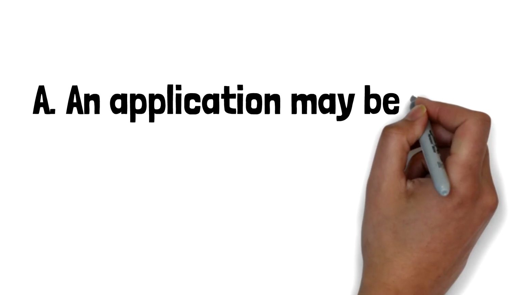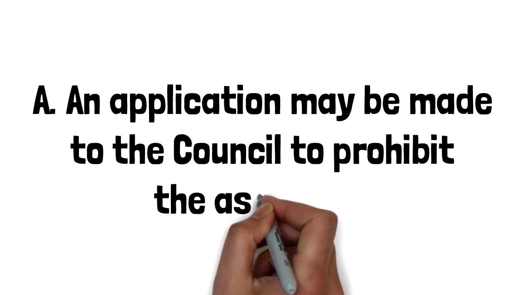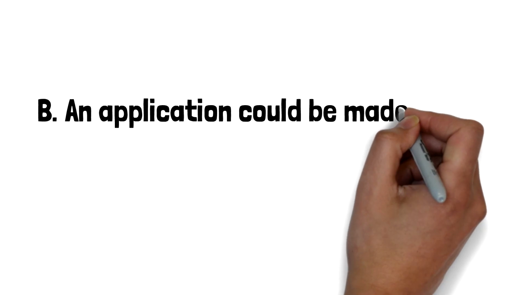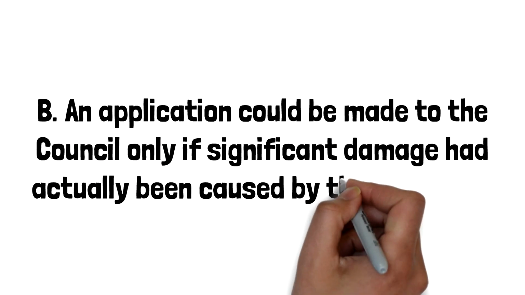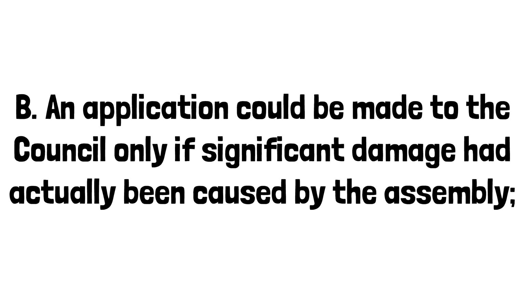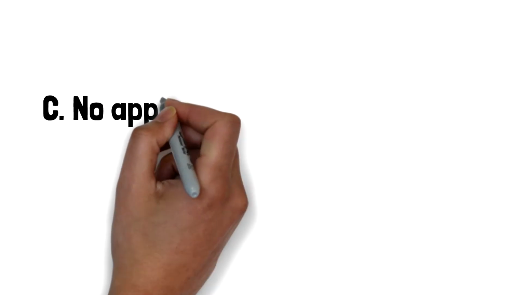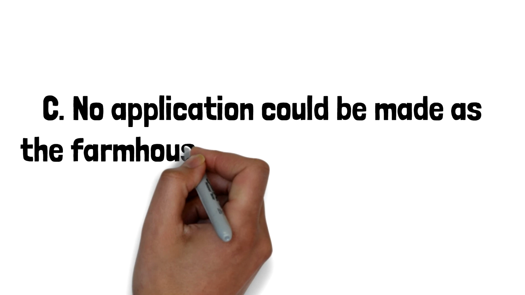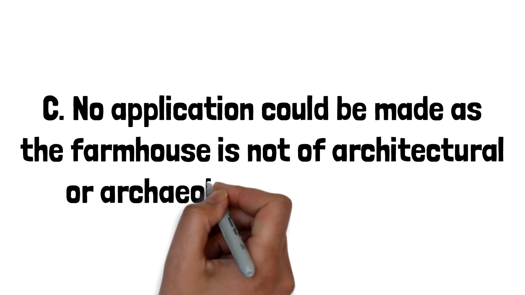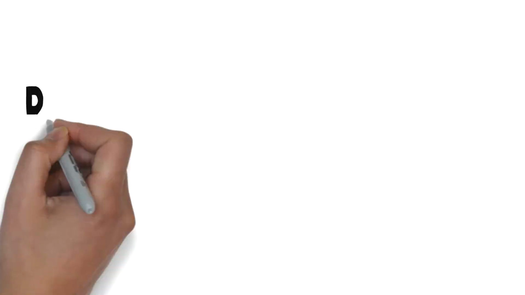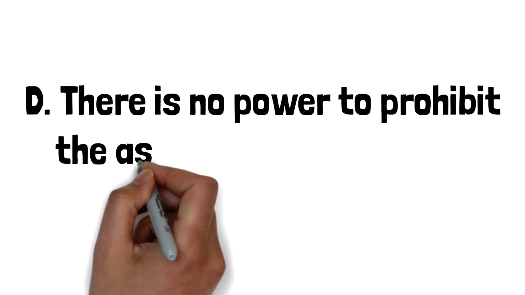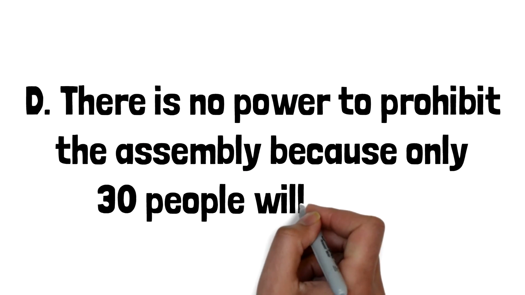A. An application may be made to the council to prohibit the assembly. B. An application could be made to the council only if significant damage had actually been caused by the assembly. C. No application could be made as the farmhouse is not of architectural or archaeological significance. D. There is no power to prohibit the assembly because only 30 people will attend.